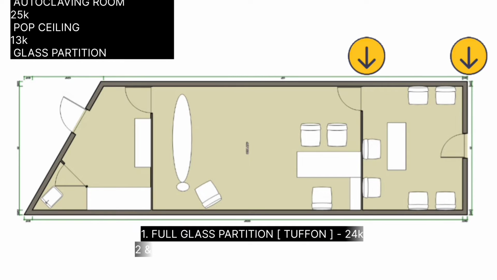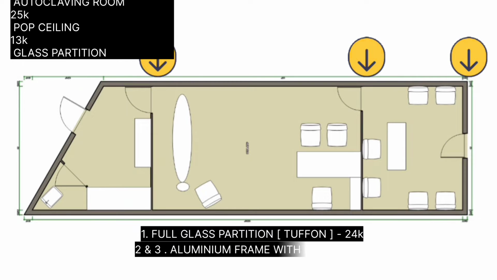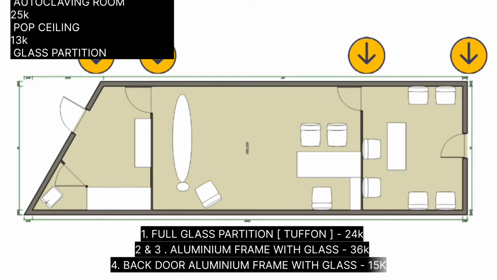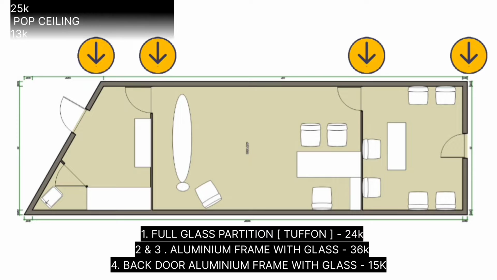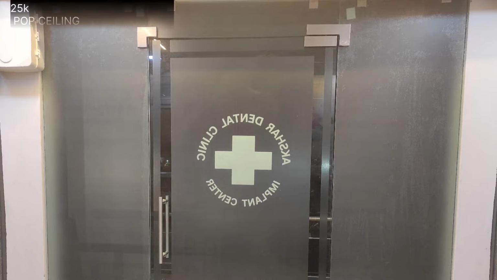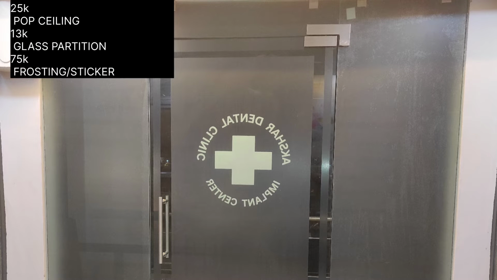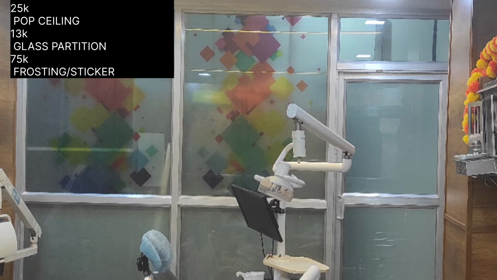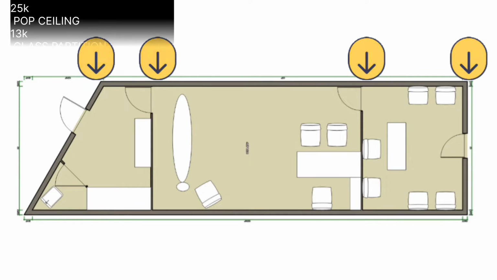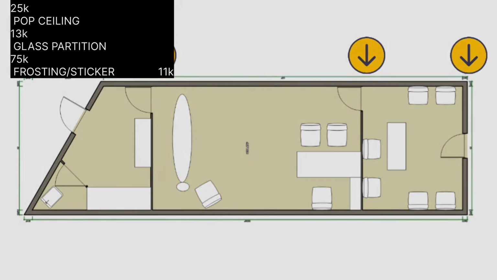Then the second partition in my waiting room area and the third partition in my consultation room area costed me approximately 18,000 rupees each. And lastly, the final partition at the back door entry of my dental clinic costed me 15,000 rupees. This brings the total glass partition expense to 75,000 rupees. Also doctors, the next expense was getting this glass frosted and some attractive stickers on them, and the total expense of glass frosting and stickering on them costed me around 11,000 rupees.